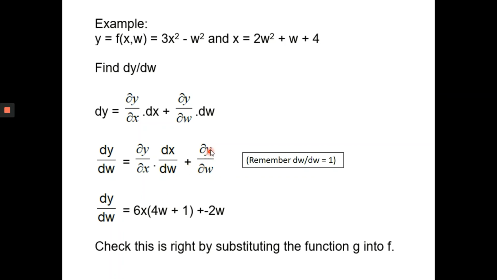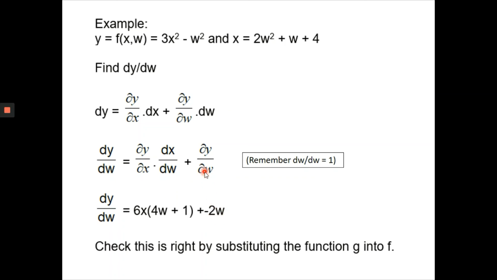And then lastly, we need to find this partial here. So we need to go back to our y function and find the partial derivative, okay, with respect to w here. So in that case, we're going to treat x as a constant, right? And if we partially differentiate, we're going to end up with minus 2w, all right? So if we go down here, we have minus 2w, which is this here.